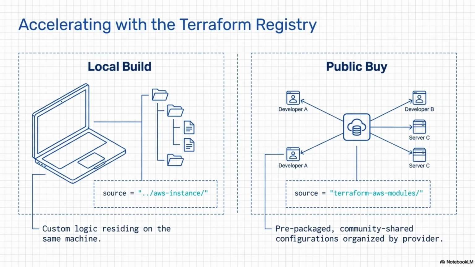Accelerating with the Terraform registry. Here's where you can seriously speed things up. You don't always have to build modules from scratch. Terraform has a public registry, like NPM or PyPI, but for infrastructure. Thousands of pre-built modules for AWS, Azure, and GCP. When you build a local module, your source argument points to a relative path on your machine. When you pull from the registry, source points to the registry module path, and Terraform fetches it automatically during Terraform init. Two approaches: local build for custom proprietary logic, public registry for standardized battle-tested configurations.